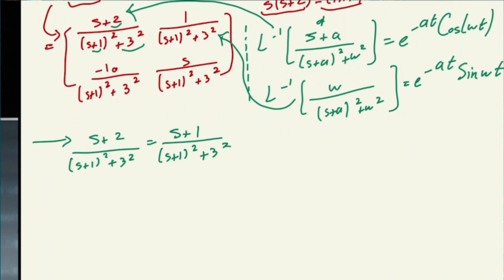As you can see over here, my a is going to be 1, and my omega is going to be 3. Yet, I still have another one, plus 1 divided by ((s plus 1) to the power of 2 plus 3 to the power of 2).